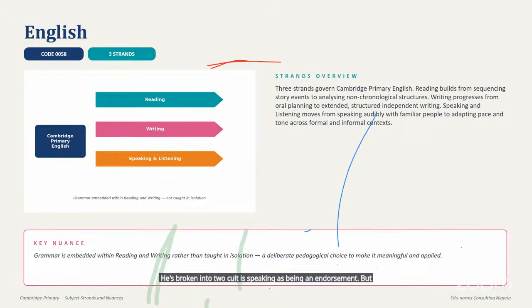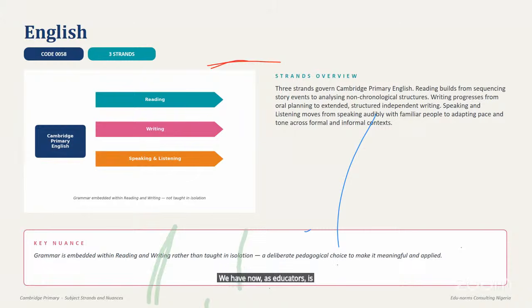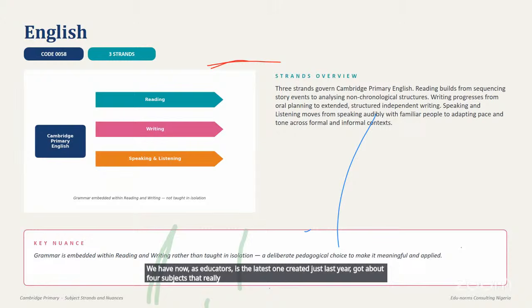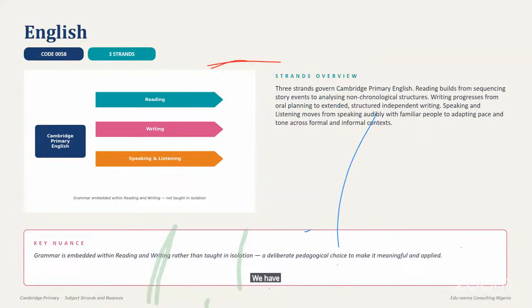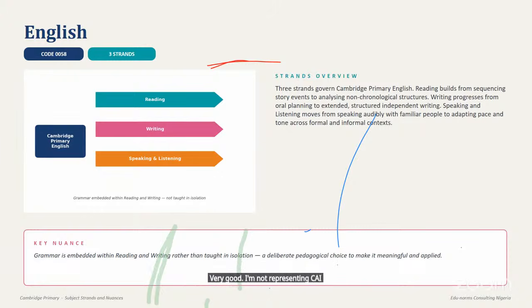But the one we have now as educators is the latest, created just last year. About 4 subjects were newly created under the CIE: English as an additional language, commerce, psychology, and another one that was newly added to the array of subjects under the CAIE. Don't forget, I'm not representing CAIE. I'm not working with them. I'm a freelance educator. I'm an expert in all British curriculum, but I specialize in Cambridge.